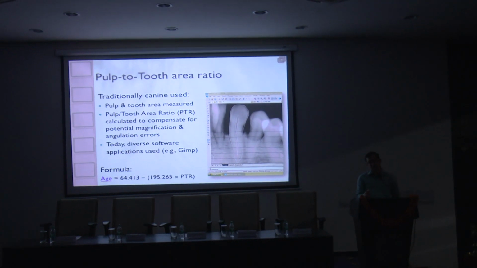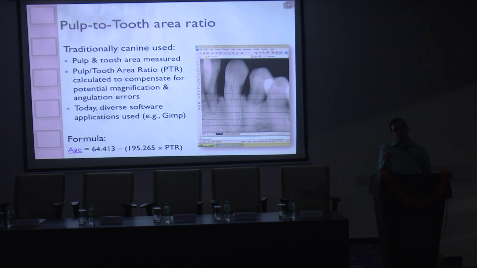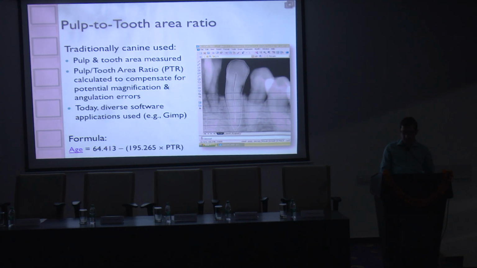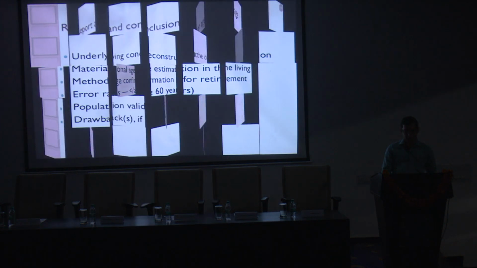And the advantage is that since it's a radiographic method, since it's a non-invasive method, we are able to predict age both in living subjects as well as dead individuals. So the major application of age estimation in adults, number one of course is in post-mortem reconstructive identification, but sometimes you may also get a situation wherein a living person comes to you and that person may not have any birth record. They may have been working in the government setup and suddenly they realize that they're more than 60 years. So we need to claim pension benefits. So we may have to predict whether that person is less than or more than 60 years of age. So these are some of the applications as far as age estimation in adults are concerned.